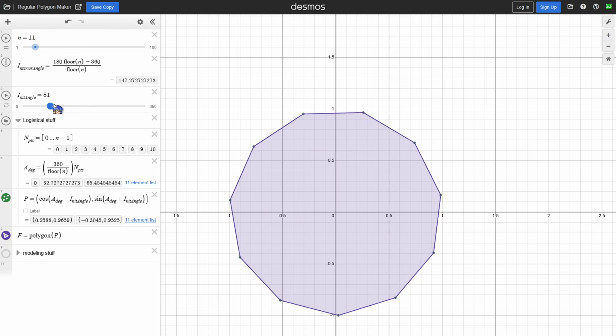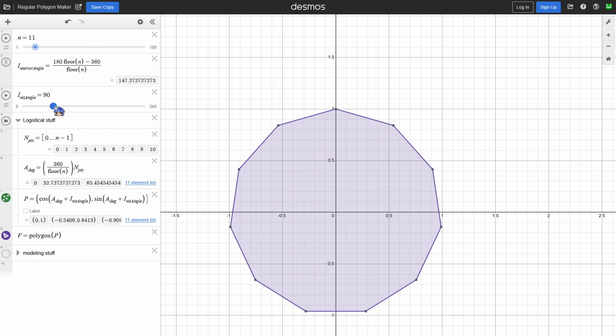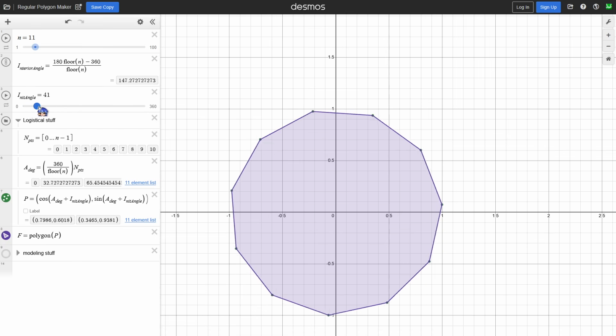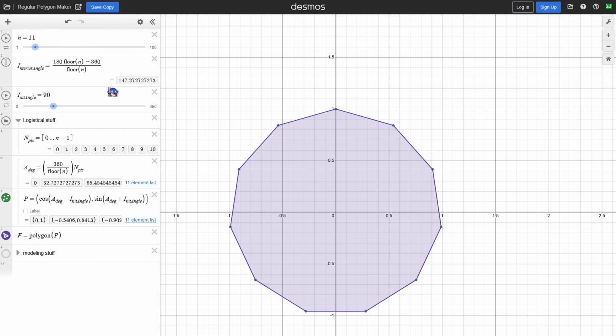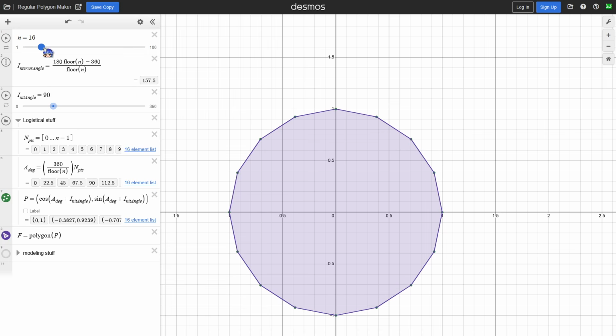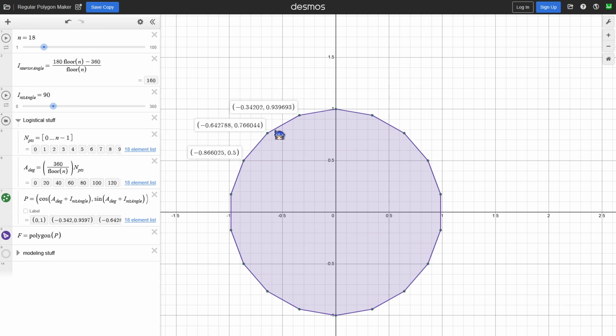You rotate it by some angle that it starts at. Really only useful for 90 degrees, but I put it to 360 because why not? Something that I like is that it tells you what the measure of one interior angle is. Like if I have it at 18 points, then the interior angle between these 3 points, that's 160 degrees right here. 160 degrees.